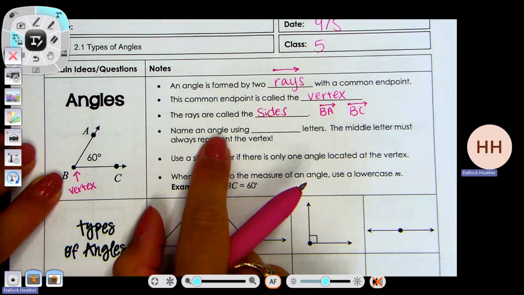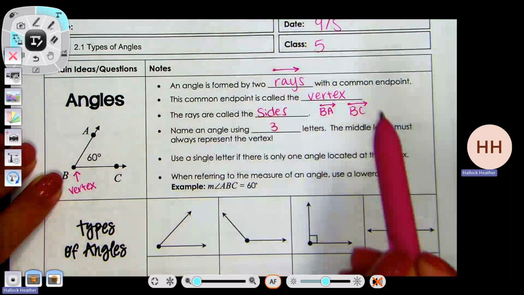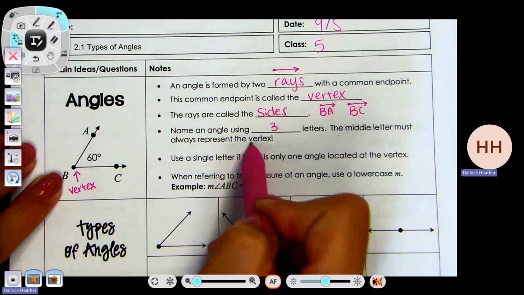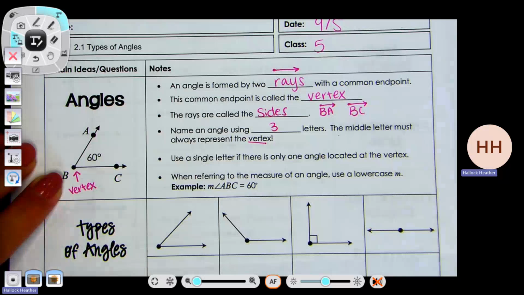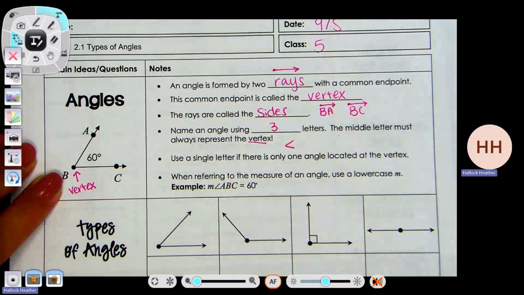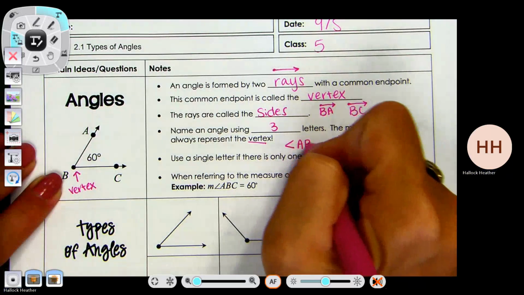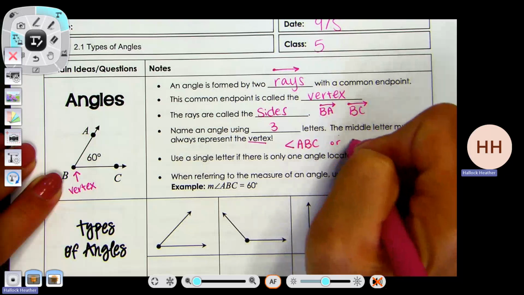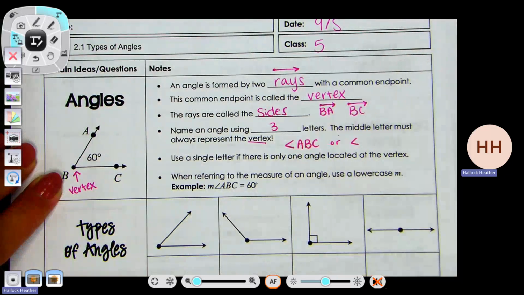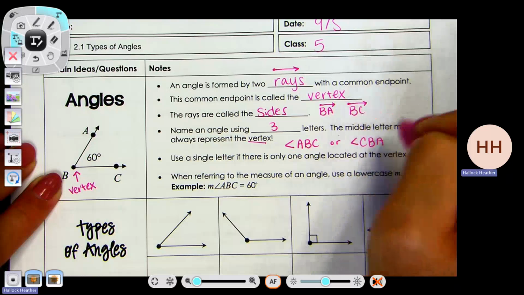Then we're going to name an angle using 3 letters, because if you look at your picture, you have 3 letters on your picture. The middle letter must always be the vertex no matter what. So you have 2 options to write this. You could say angle, which kind of looks like an inequality symbol, like a little sideways peace sign. So angle ABC, or we can write it the opposite way, angle CBA.